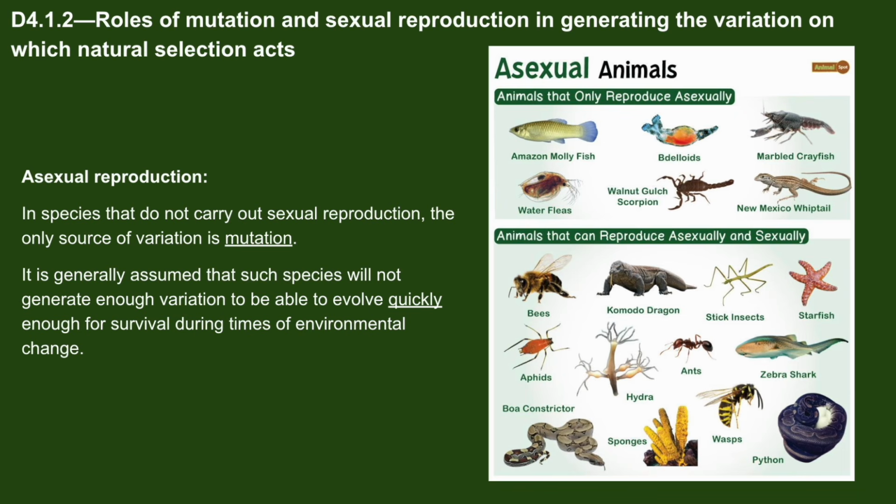Now, the problem with asexual reproduction is if you're in a changing environment, if every organism in a population is genetically identical, then it may not be able to evolve quickly enough to respond to environmental change. For example, if you have a population of Amazon mollyfish that all have identical blue tails, and a new predator is introduced that targets fish with blue tails, then every single one of those fish are going to be targeted and eaten.